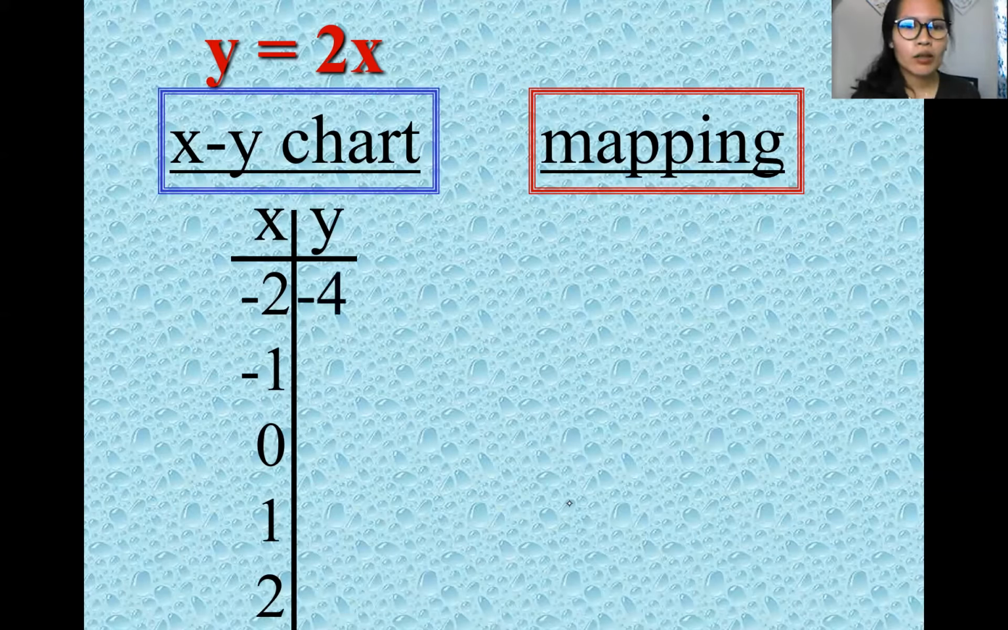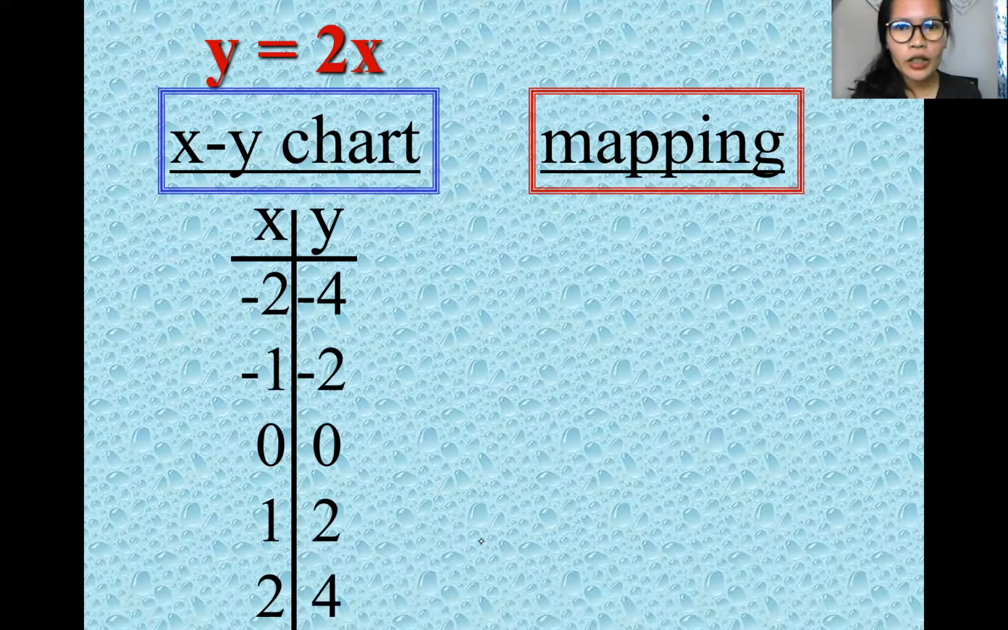y equals 2 times negative 1. The answer is negative 2. y equals 2 times 0. The answer is 0. y equals 2 times 1. The answer is 2. y equals 2 times 2. The answer is 4.